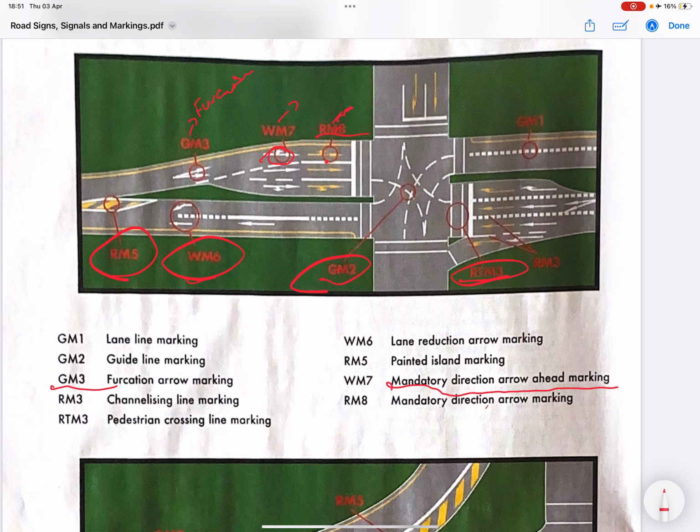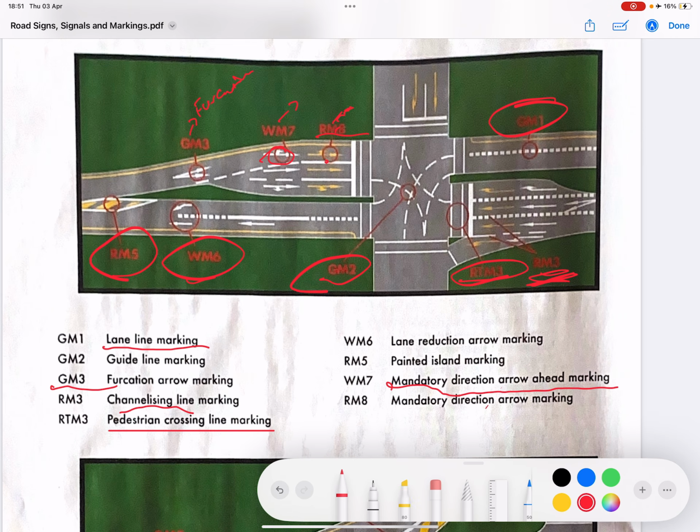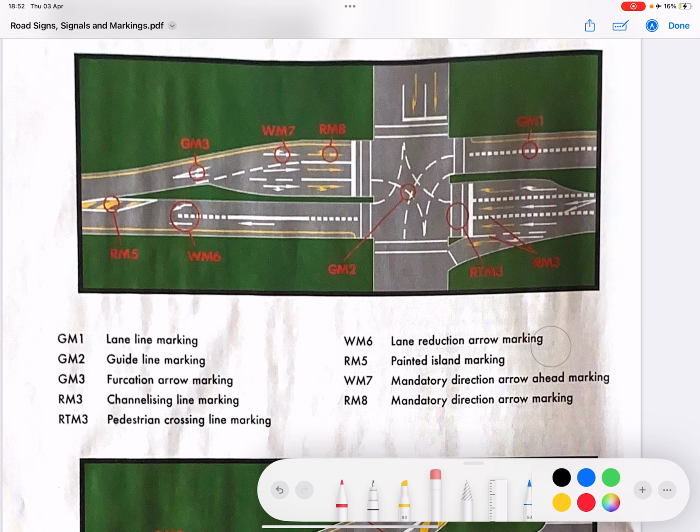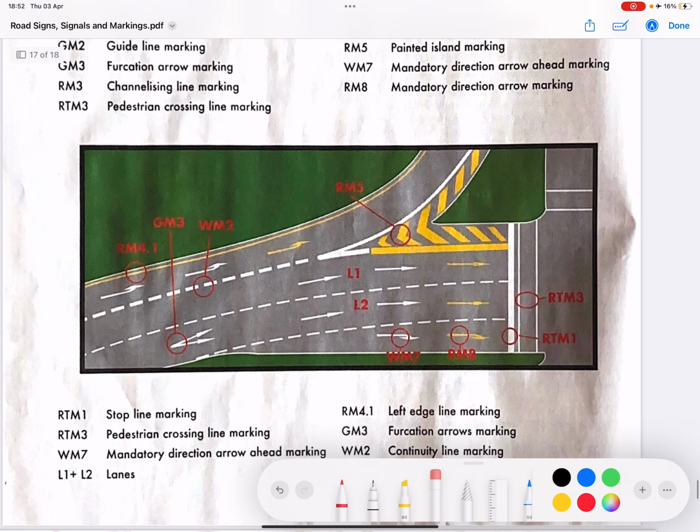RTM3 is the pedestrian crossing line marking. And then GM1 is lane line marking. The last one here, RM3, is called the channelizing line. Once you get to the channelizing line, you may not switch lanes.